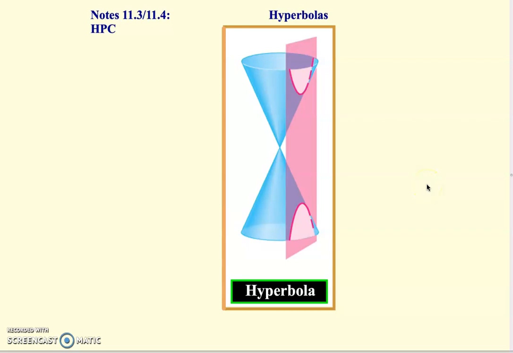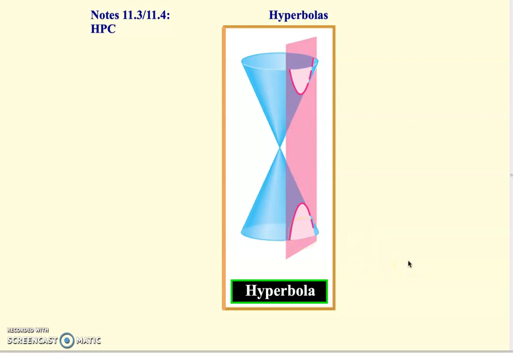So these are your 11.3, 11.4 video notes. This is the third day of conics on hyperbolas. Hyperbolas are created by cutting the two cones with the plane that runs perpendicular to the bases, and that actually creates two pieces. So a hyperbola has two parts to its graph compared to the other days of conics. Hyperbolas have some good applications.